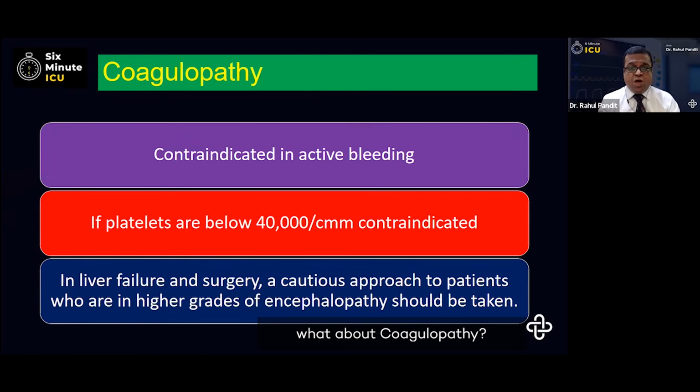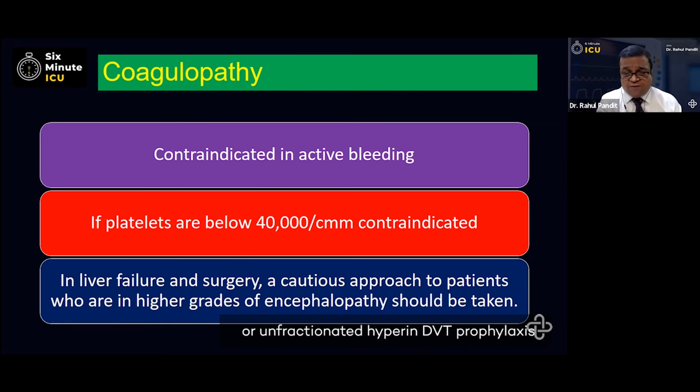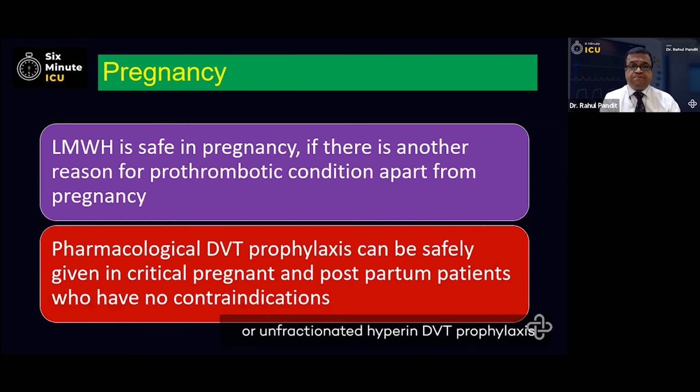What about coagulopathy? Well, it's contraindicated in active bleeding to give any form of prophylaxis. If the platelet count is below 40,000, be cautious. If it is below 20,000, contraindicated. Liver failure and surgery: a special cautious approach to patients with high grades of encephalopathy. You may choose to give them low molecular weight heparin or unfractionated heparin as DVT prophylaxis.